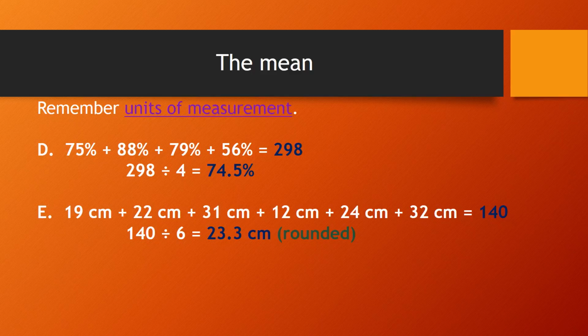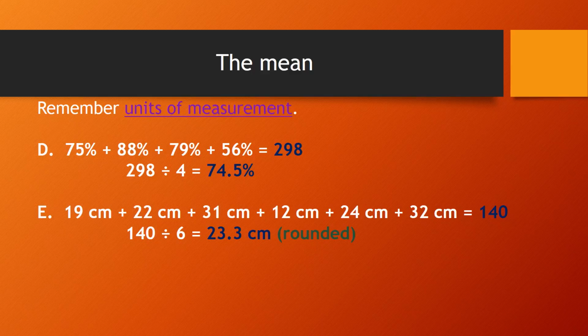So for D, I have 75% plus 88% plus 79% plus 56% equals 298. I didn't really need to put those percentage signs in that part of the work, but when I get my answer, so when I take 298 and divide by 4, because that's the number of numbers I have, I get 74.5, and now I need to make sure I put that percent in, because for my final answer, we're dealing with percentages. I need 74.5%, not just 74.5.